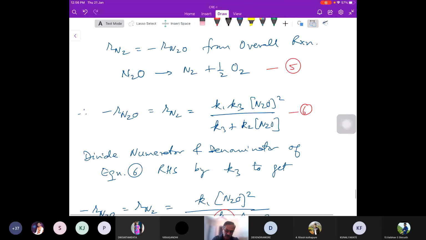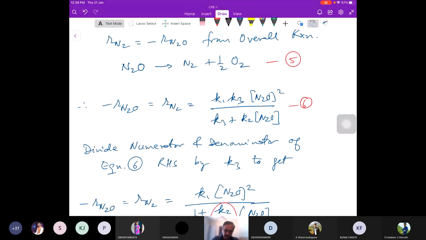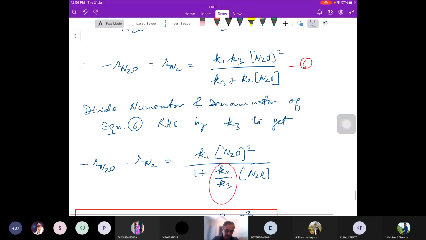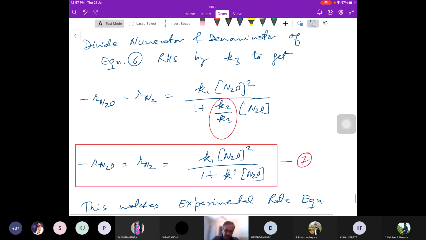So divide numerator and denominator by K3 right hand side का, and what we'll get is minus Rn2O is equal to Rn2 is equal to K3 यहाँ से चले जाएगा ऊपर से, तो K1 [N2O] upon 1 plus K2 upon K3 [N2O]. Right? And we can write this as another constant K prime, and that's what we get. Minus Rn2O is equal to Rn2 equal to K1 [N2O] square upon 1 plus K prime [N2O]. And that's the desired equation.